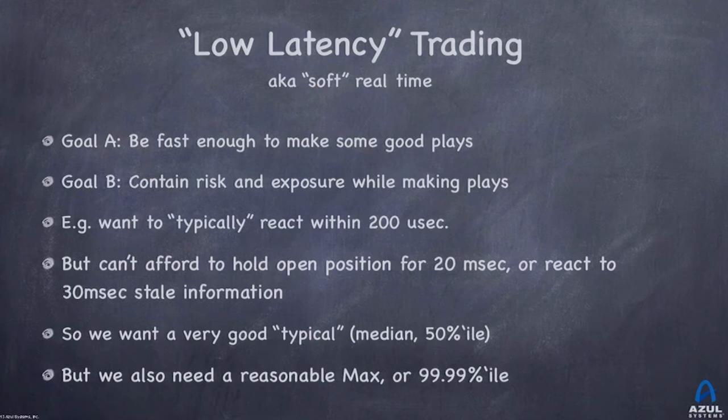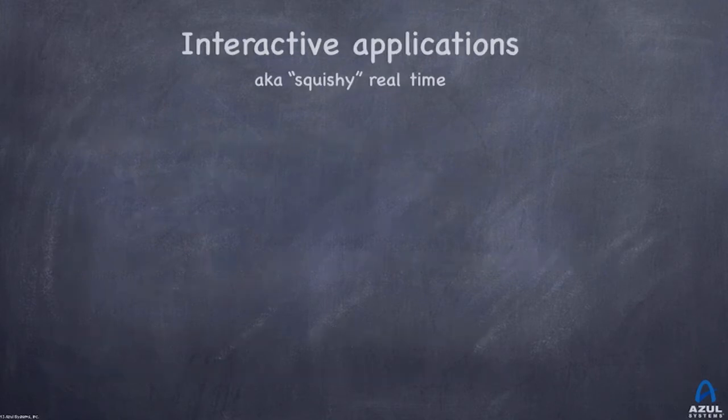And I'm not using two specific ones here, but this is an application category with a motivation. Like I said, telco and messaging often look like this as well. You have, I want fast, and I need some percentiles, and I need a cap. Then we have interactive applications where humans are involved. I call that squishy real time. People are squishy.